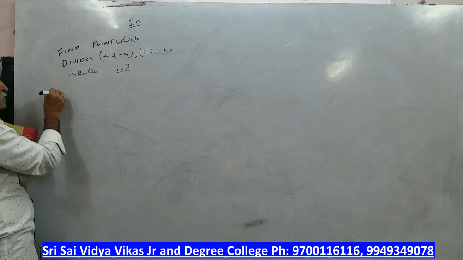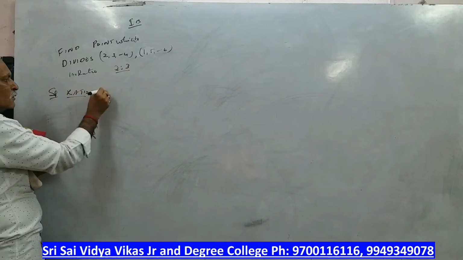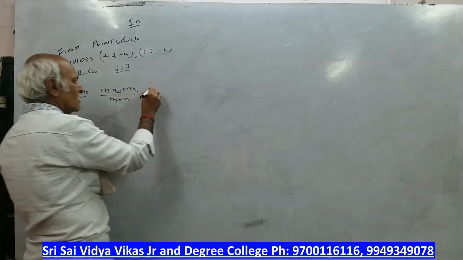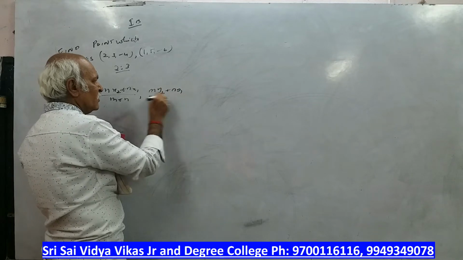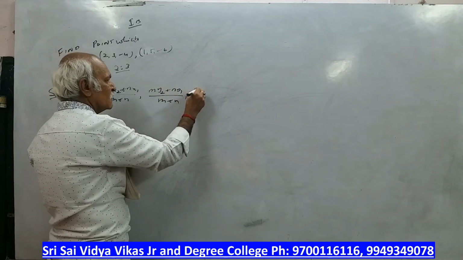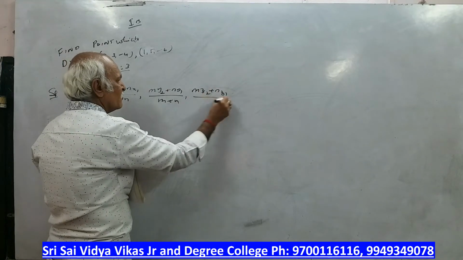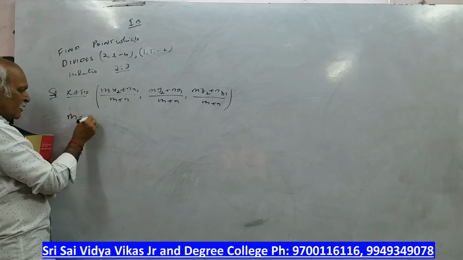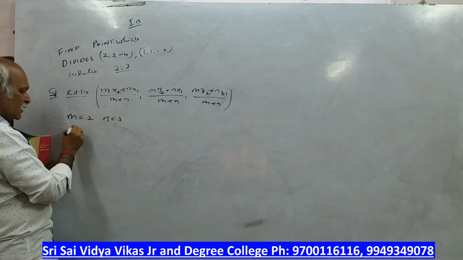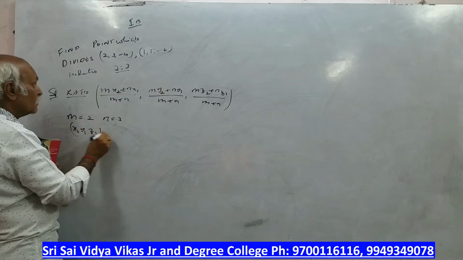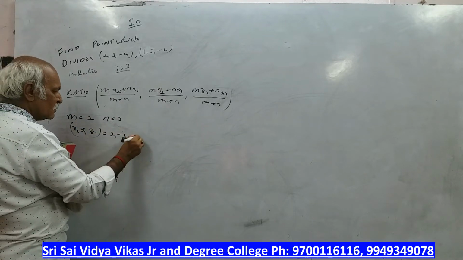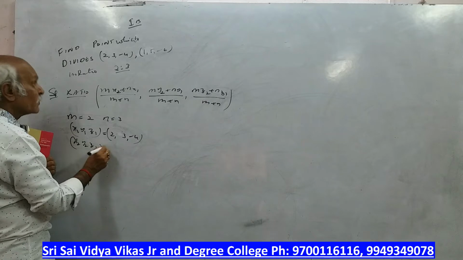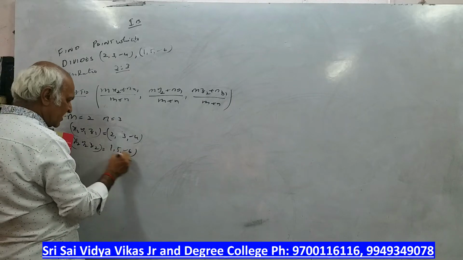Okay, solution. What is the ratio formula? (mx2 plus nx1) by (m plus n), (my2 plus ny1) by (m plus n), (mz2 plus nz1) by (m plus n). Okay, here m is equal to 2, n is equal to 3. What is x1, y1, z1? 2, 3, minus 4. x2, y2, z2 is equal to 1, 5, minus 6.